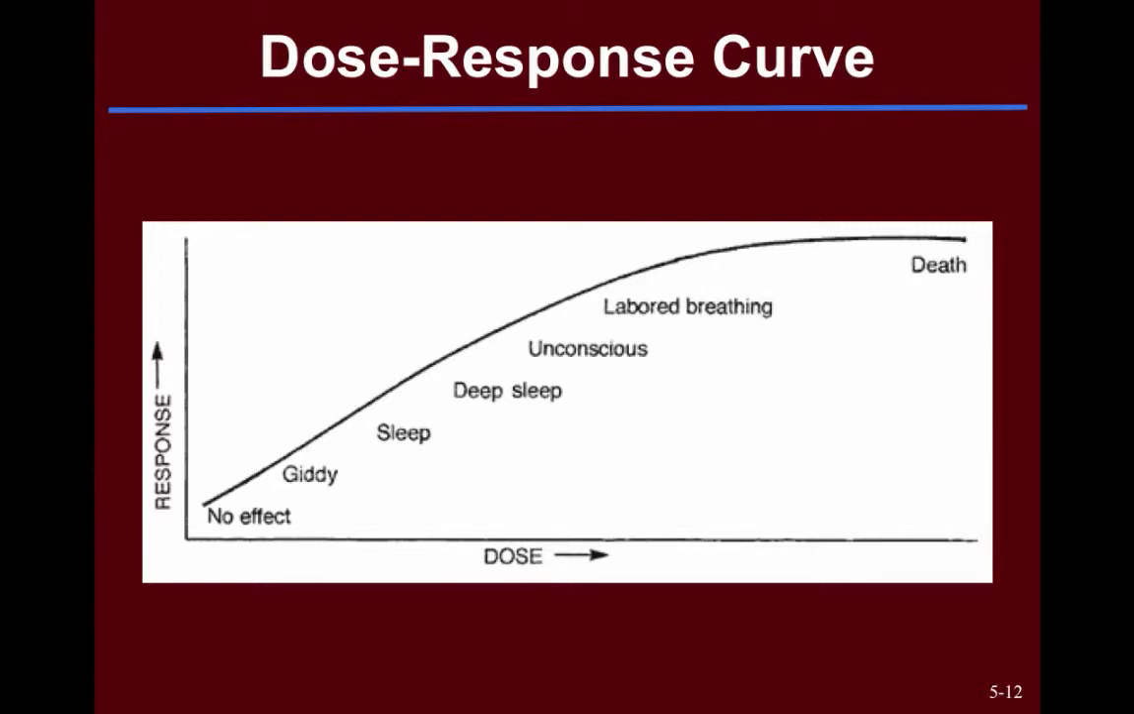So we start with no effect at the lowest dose as we begin to consume the alcohol. And then we move into that kind of giddy or euphoric phase, maybe that buzzed feeling. And then as the dose increases, we may get sleepy. It may become a deep sleep, perhaps loss of consciousness, and then possibly difficulty breathing. And then if the dose were high enough, we could actually see death as a response to that extremely high dose of alcohol. So these are different ways that dose-response curves can work.